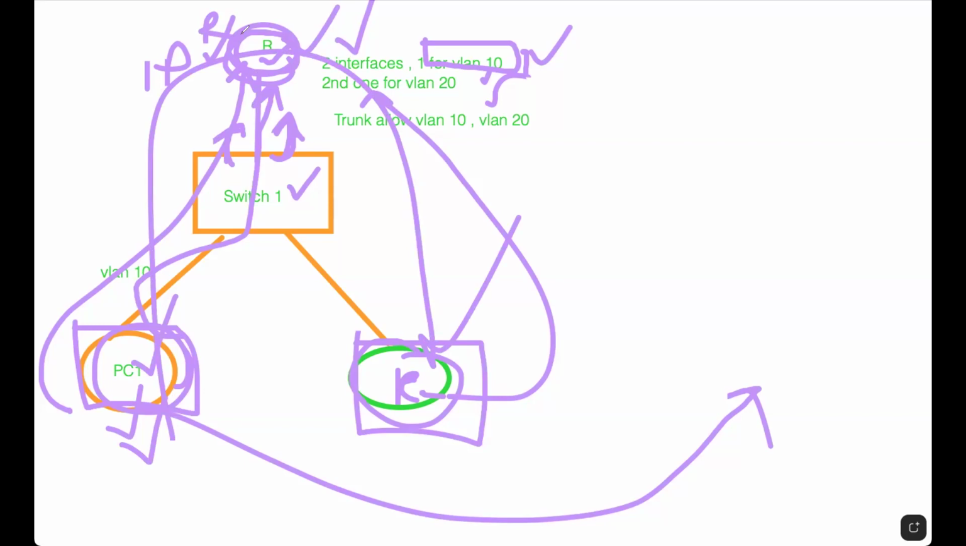Someone is asking a question. Can you tell me now? Okay. If no questions, let's move on to the lab again. Let's do a router on a stick lab now. Let's continue it.